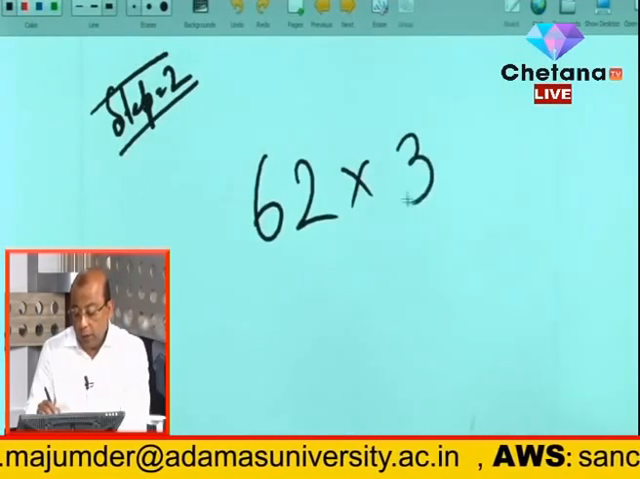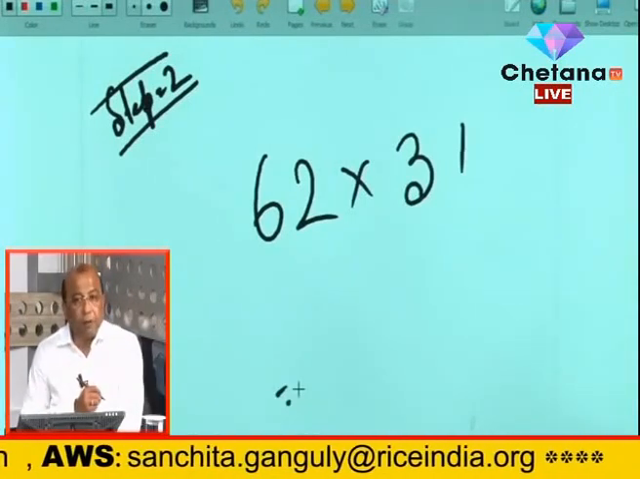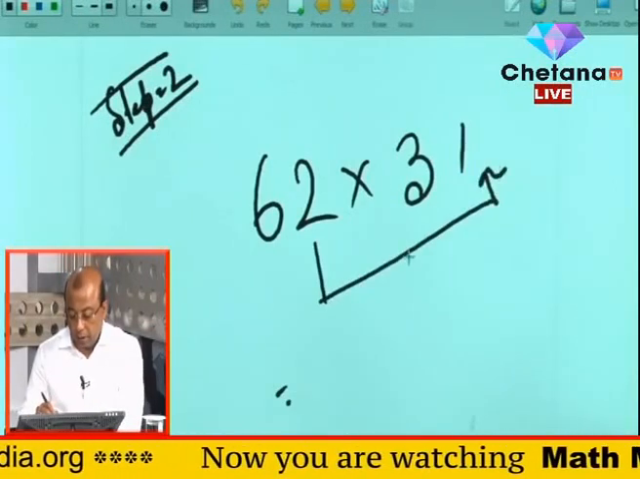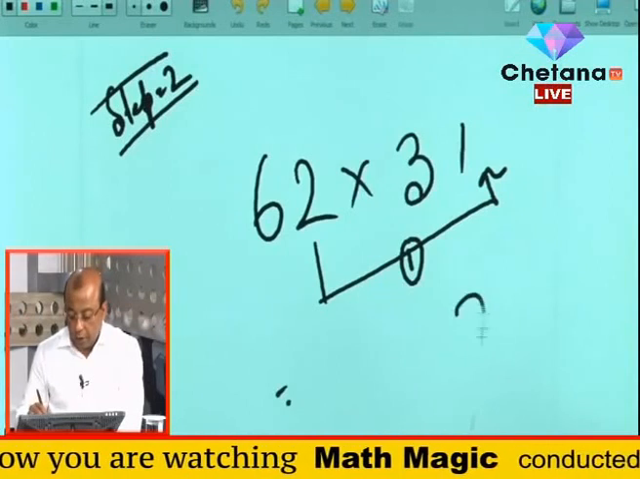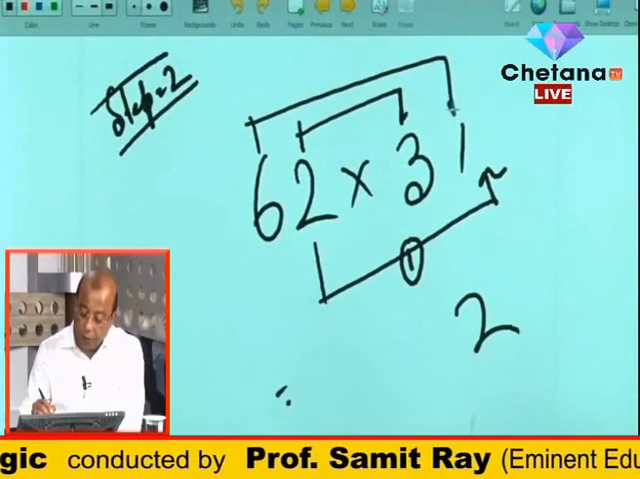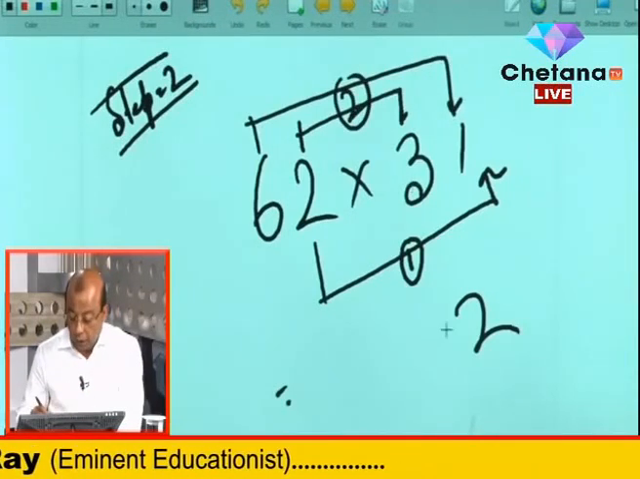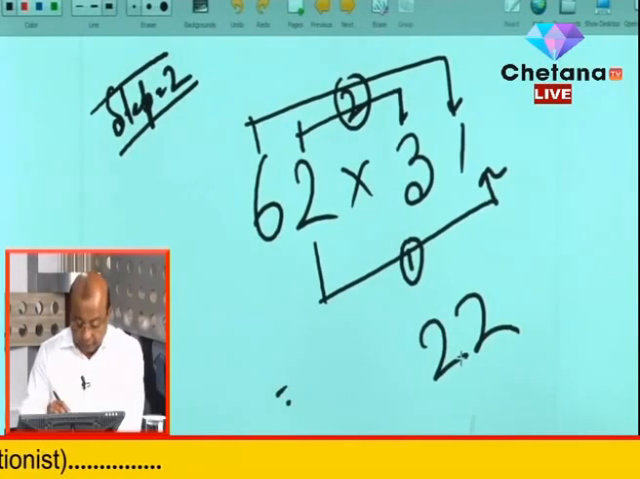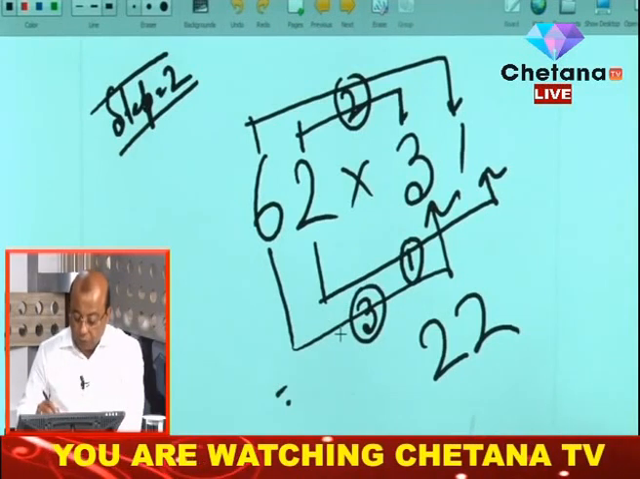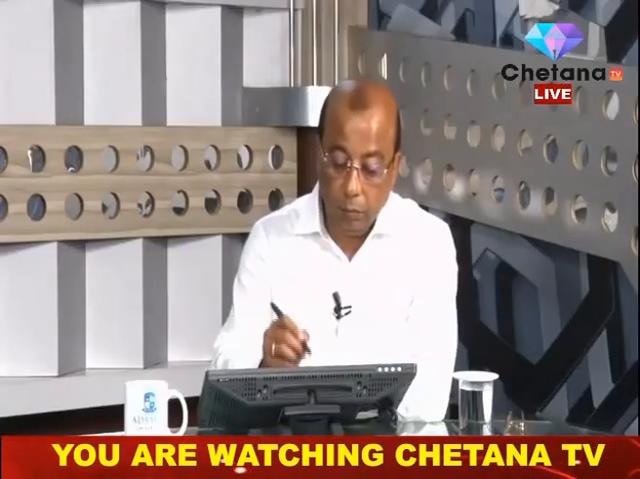62 into 31. Number 1, what will be my starting point? 2 will be the starting point. First step, far to far. Right. Step 1. 2 into 1, 2. Next, near to near and far to far. 3 into 2, 6. And 6 into 1, 6. 12. 1 in hand. Next, 6 into 3, 18 plus 1, that is 19. Clear?